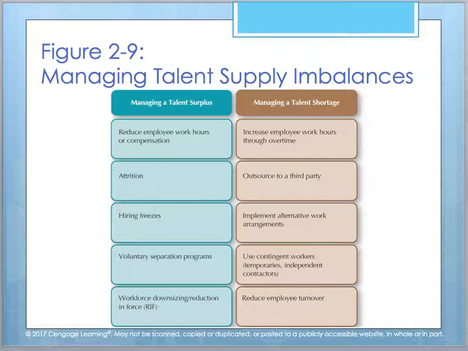While you have a shortage, of course, you can increase work hours through overtime. You can outsource work to a third party. You can use temporary independent contractors. Those are the contingent workers. You can also focus on reducing employee turnover.